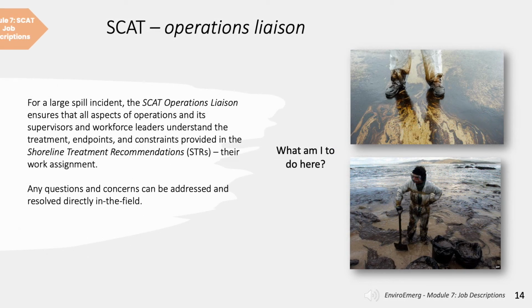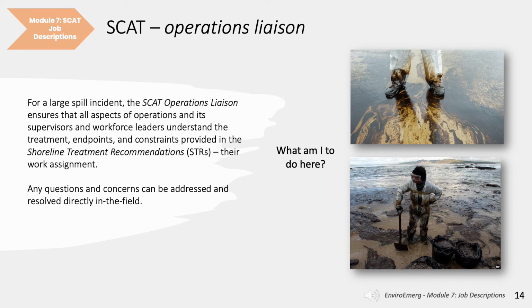The SCAT Ops liaison person has already been briefly examined. This person requires some shoreline treatment or operational experience and is well trained in SCAT. On a large incident, the SCAT Ops liaison ensures that all aspects of operations and its supervisors and workforce leaders understand the treatment, the endpoints, and the constraints provided in a shoreline treatment recommendation form. That is their work assignment.